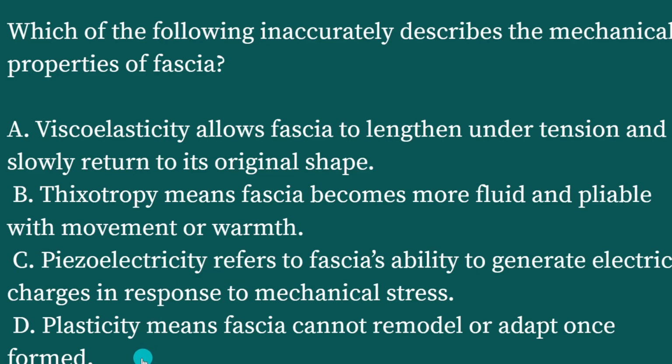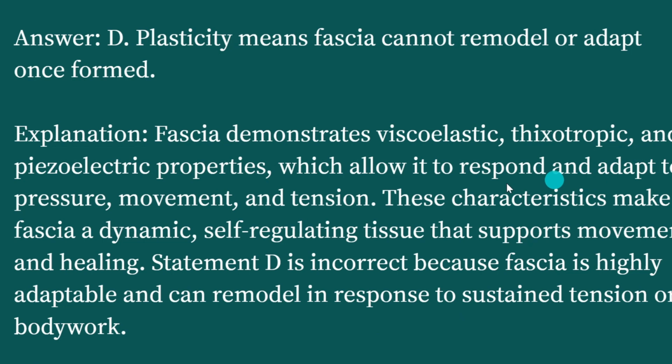That is true. So let's look at D. Plasticity means fascia cannot remodel or adapt once formed, which is not true. Plasticity means that it can remodel or adapt into new forms. So D would be the answer to circle, being the incorrect answer. Fascia demonstrates viscoelastic, thixotropic, and piezoelectric properties, which allow it to respond and adapt to pressure, movement, and tension. These characteristics make fascia a dynamic, self-regulating tissue that supports movement and healing. Statement D is incorrect because fascia is highly adaptable and can remodel in response to sustained tension or body work.